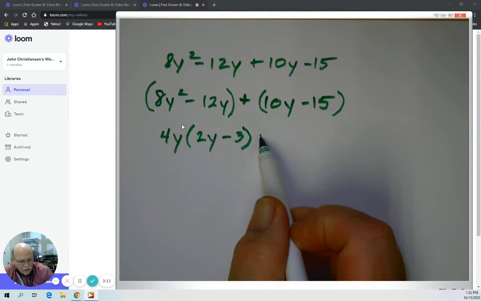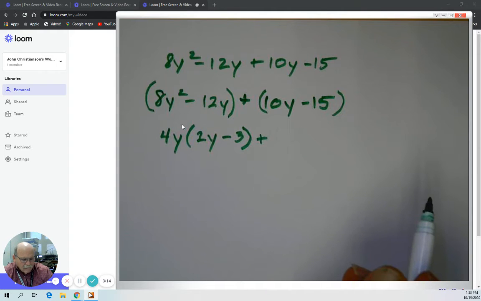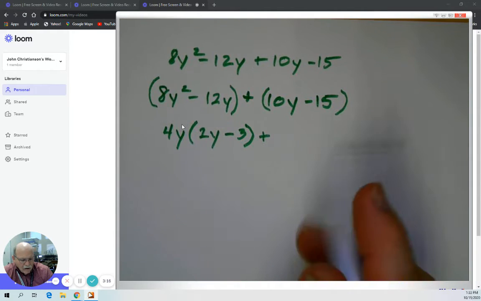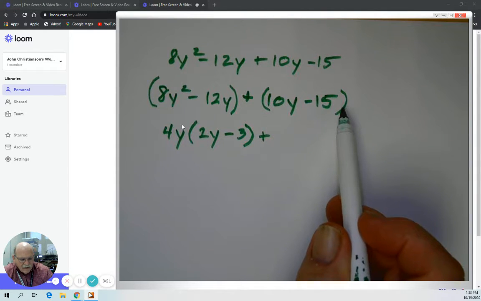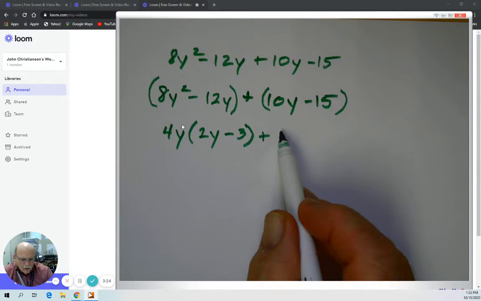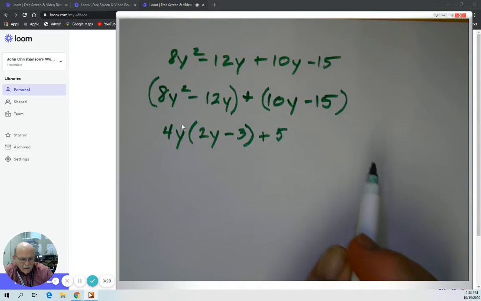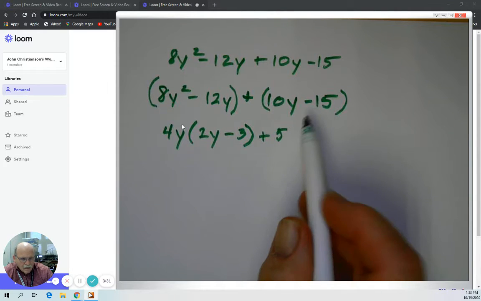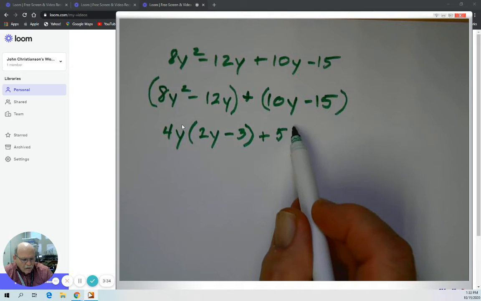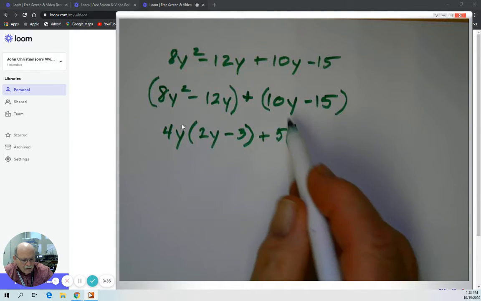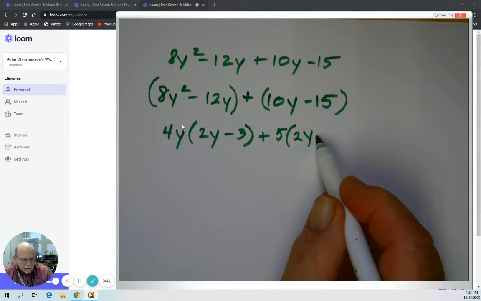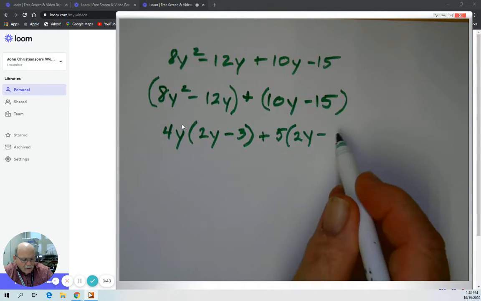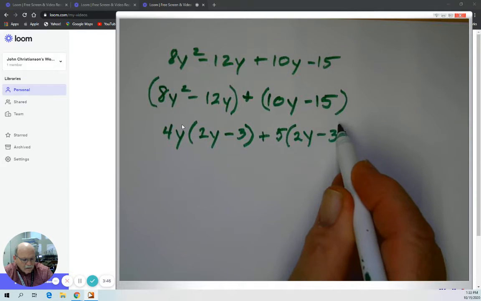And then I put a plus sign here. And I'm going to factor out the common factor between 10 and 15, which you should realize right away is 5. So I'm going to factor out the 5. And there is no common variable, right? So that's all I got. So 10 divided by 5 is 2, and I get that y there, minus, and 15 divided by 5 is 3, so I get 2y minus 3.